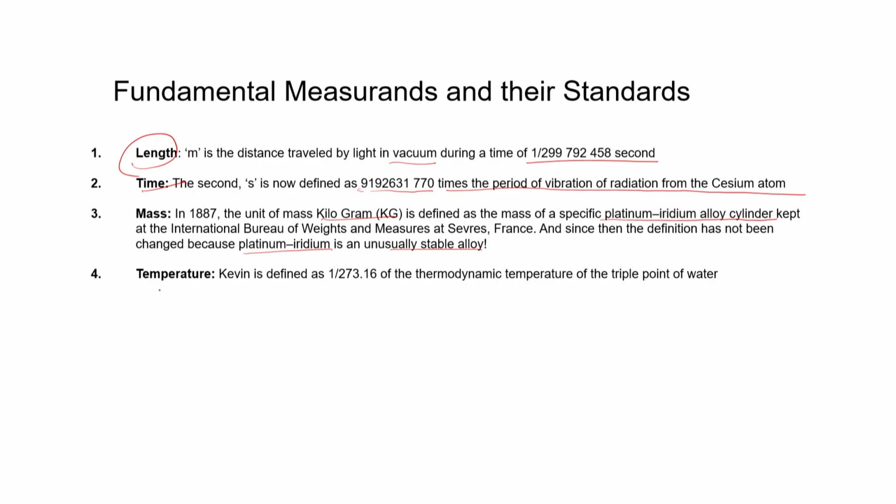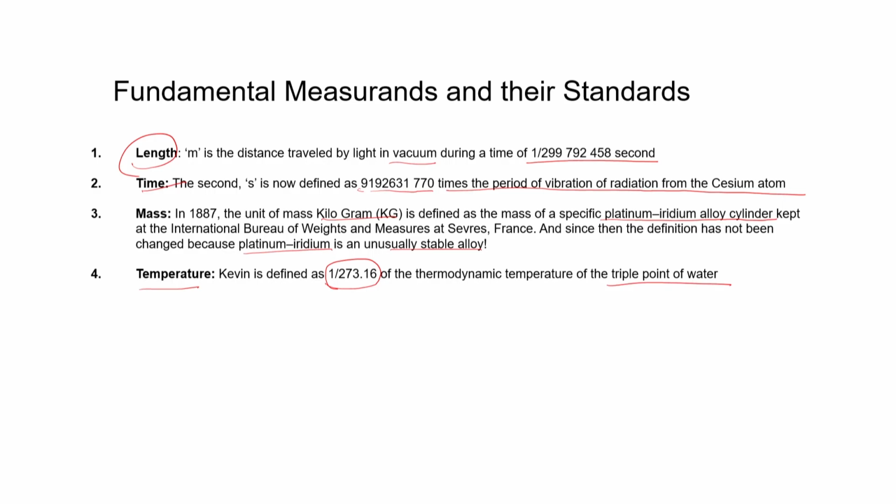Another fundamental unit is actually the temperature, and Kelvin has defined this as 1/273.16 of the thermodynamic temperature of the triple point of water. So, these 4, length, time, mass and temperature, are the most fundamental measurements that we always measure in a system.